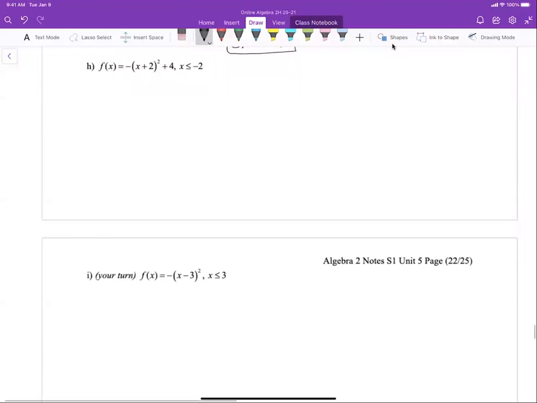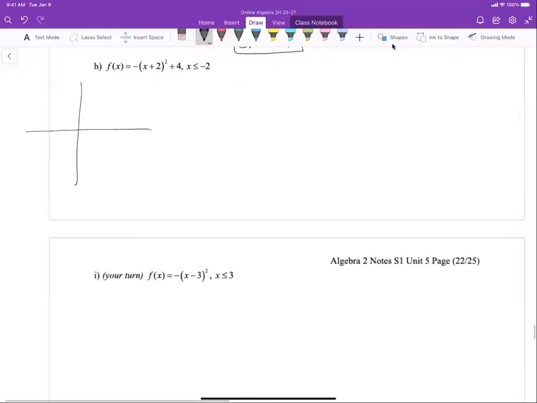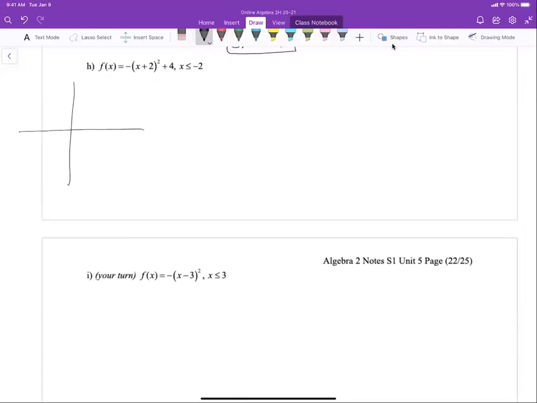All right, H. Let's see what this original graph looks like. It is a parabola that's been reflected across the x-axis. It's been shifted left 2, up 4. But I'm only looking at the values of x's that are less than -2.